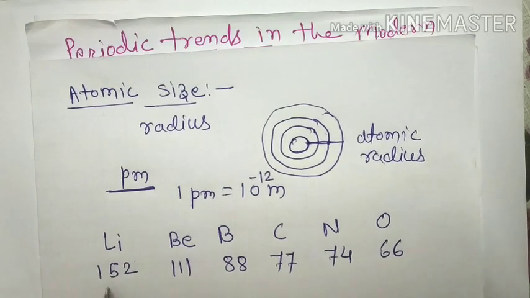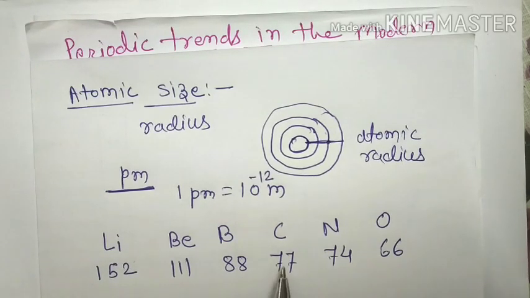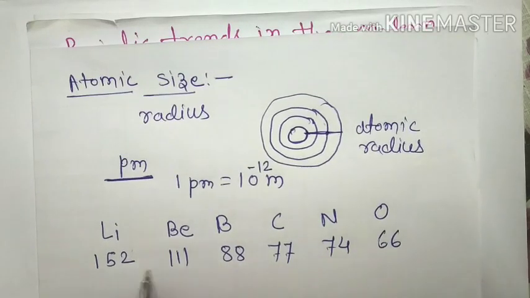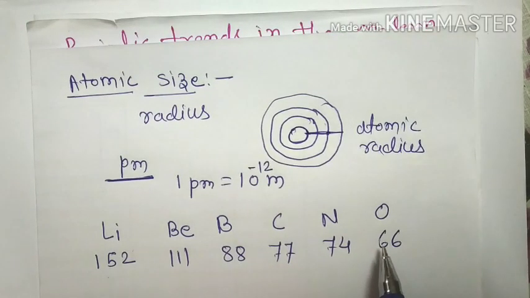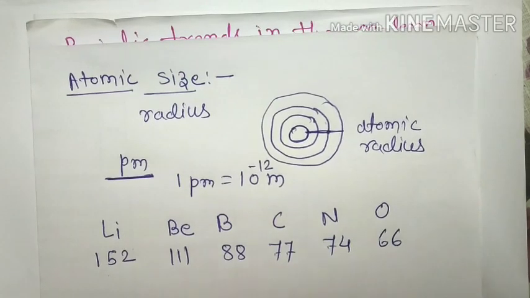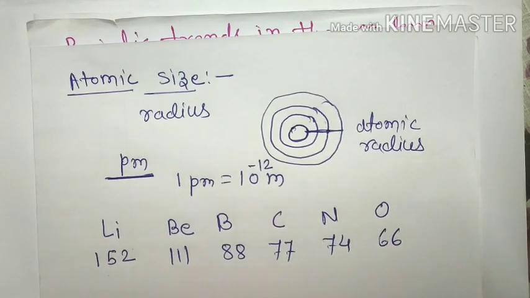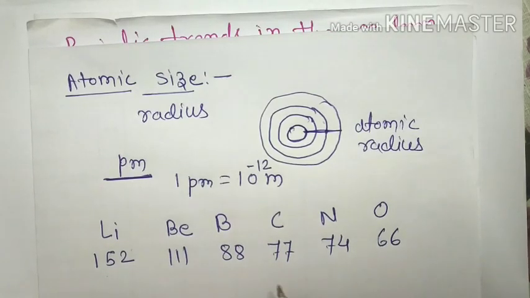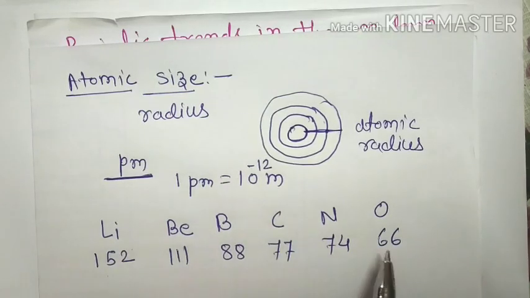The atomic radii of lithium is 152, beryllium 111 picometer, boron 88 picometer, carbon 77, nitrogen 74 and oxygen is 66 picometer. The atomic radius goes on decreasing while moving from left to right. How does this happen? We know that in lithium, 1 electron is there in the outermost orbit. As we move from lithium to beryllium, 1 electron is added in the last shell. From beryllium to boron, again 1 electron is added because the atomic number goes on increasing by 1.